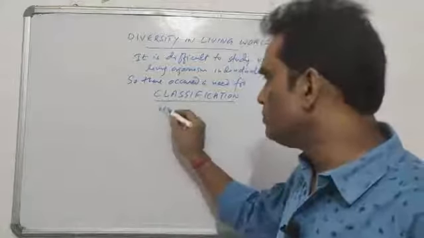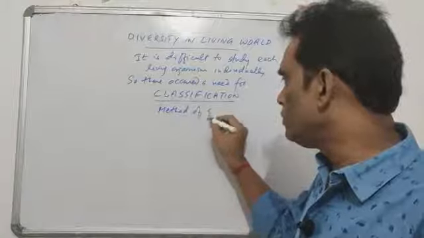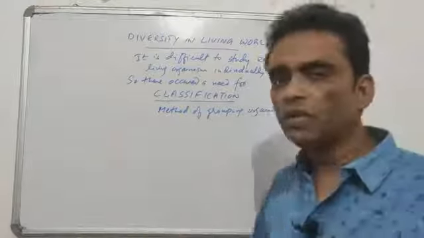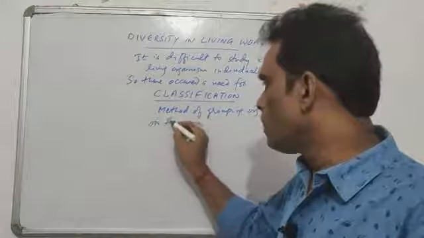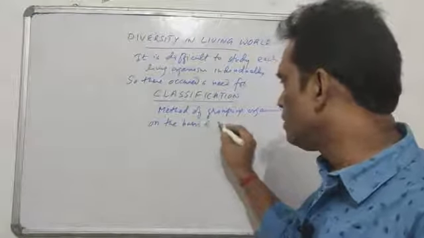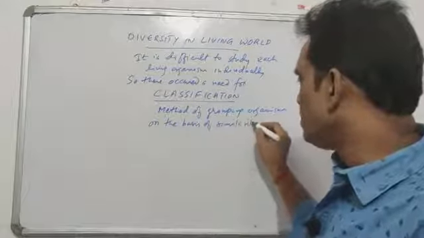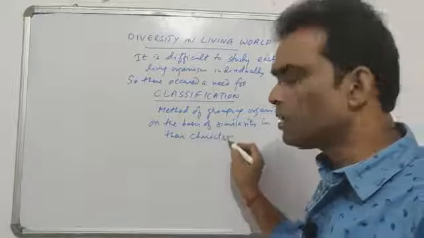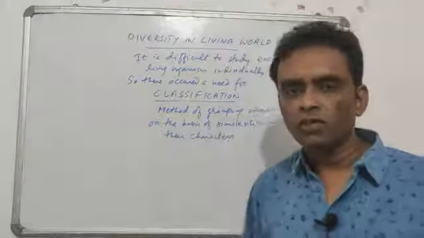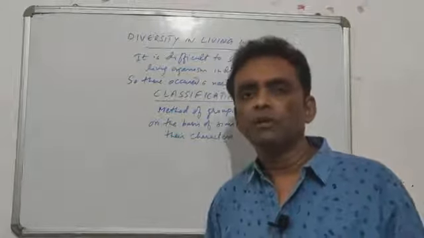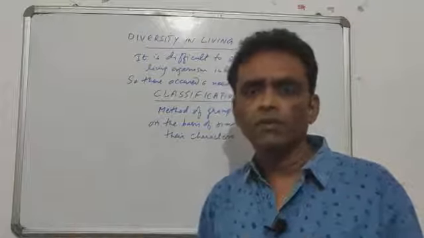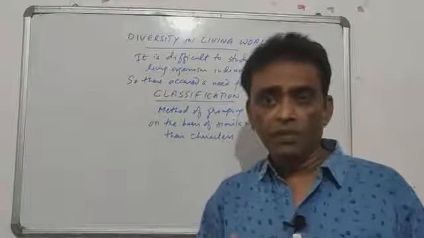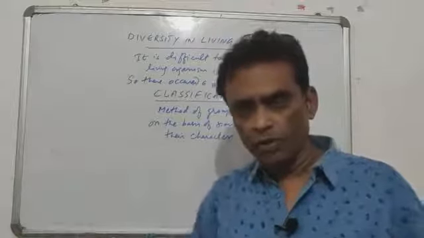Classification is a method of grouping organisms, making groups of organisms on the basis of the similarity in their characters. Every organism has certain characters based on which it is surviving, it is living in this universe. So there are a lot of organisms which have similar type of characters. If they have similarity in characters, they will be kept in one group. If there is difference in characters, a different group will be made.